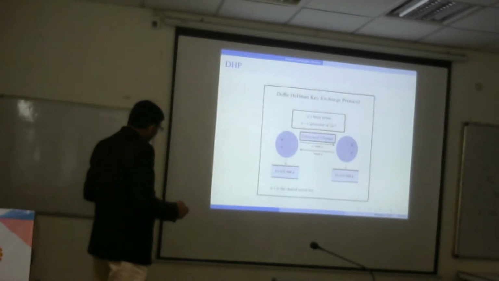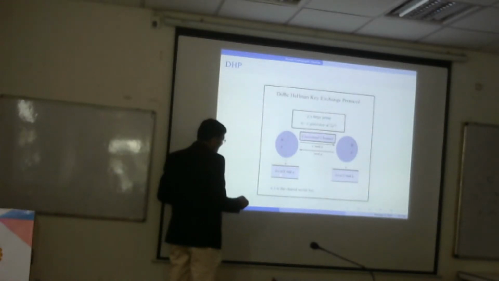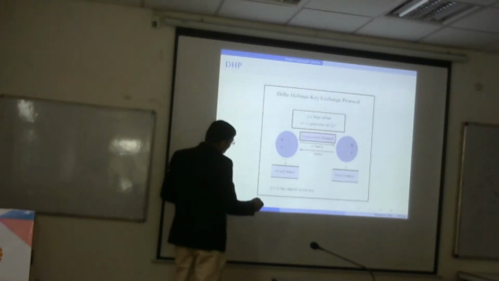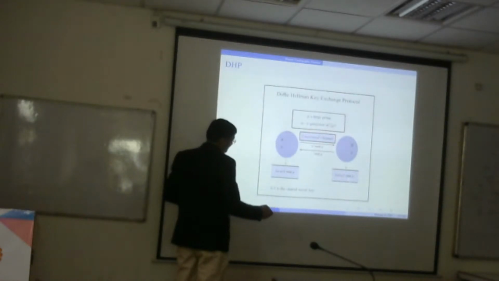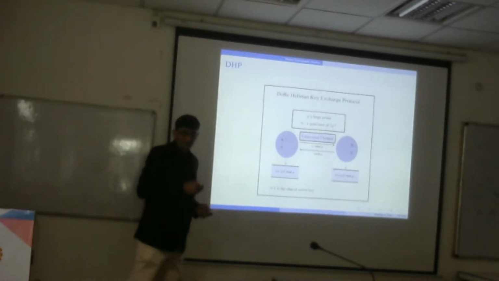So now x is the secret key of A. A will get alpha to the power y from B, and he simply has to take the power x. So he will get alpha to the power xy. B has a secret key y, and B will get alpha to the power x, so he has to simply raise the power to get alpha to the power xy. So finally both are getting the same key, alpha to the power xy mod p.